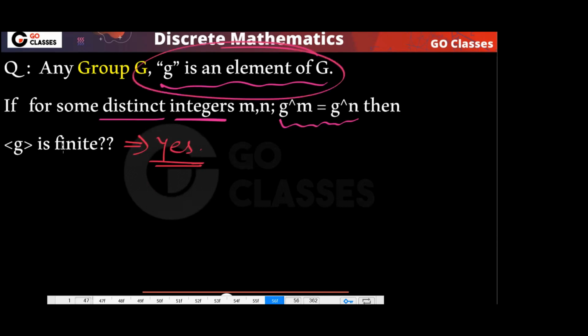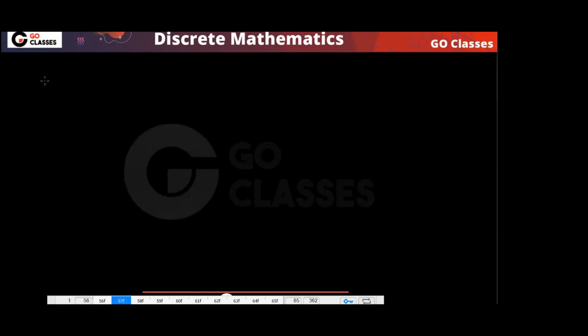This G is any element. I am not saying G is a generator. I am saying G is any element. And if G power m equals G power n, then can I say the subgroup generated by G is finite? This is the question.